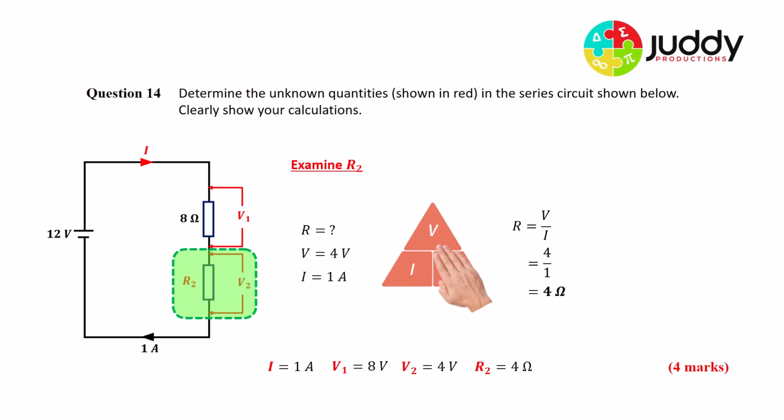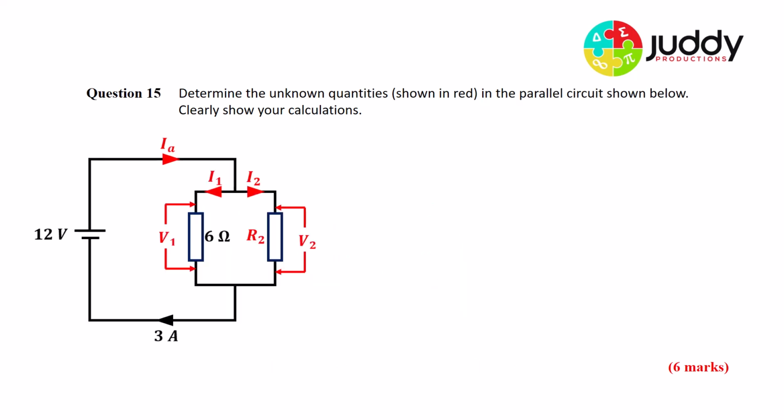Calculating these unknown quantities is as simple as understanding series circuits, what happens to the voltage within a series circuit, and what happens to the current within a series circuit, and then being able to apply Ohm's law to specific components. Our final question, question 15.